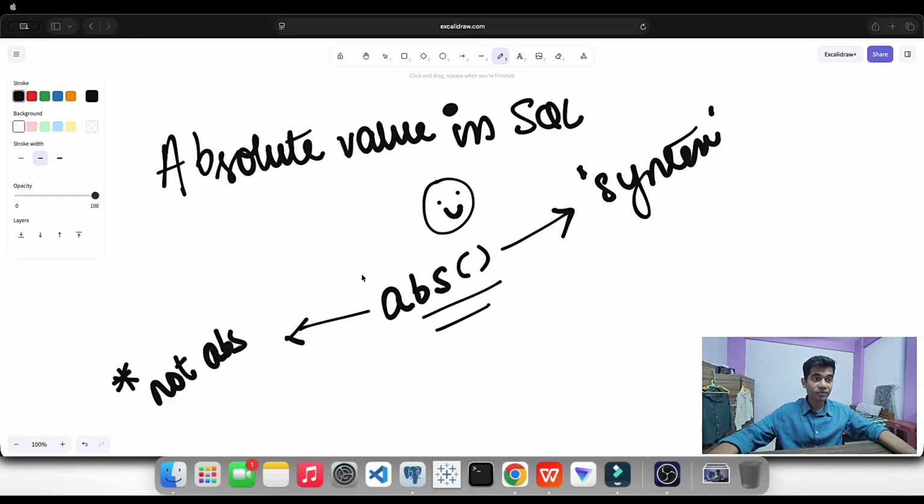In today's video, we are going to understand a very simple but important math function from a sequential point of view, and that function name is the absolute function, like you can see on my screen. And it is written as ABS with open and close parenthesis, like abs.